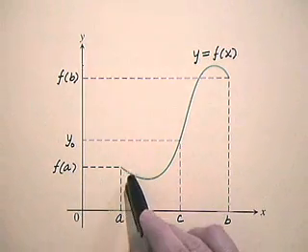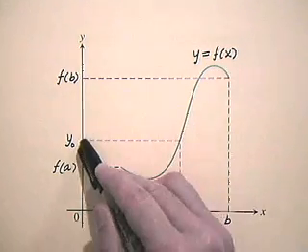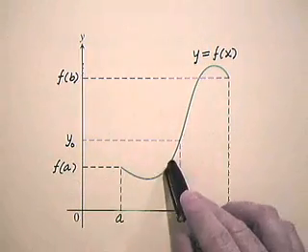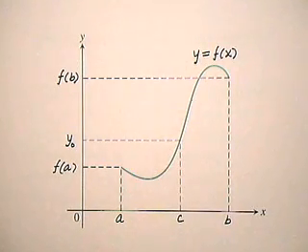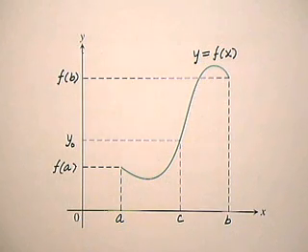It would be impossible to get from this height up to this height without crossing the horizontal line at height y naught, unless I jump over it. Well, as soon as I try to jump over it with my drawing instrument, I have broken the continuity. So there is a picture illustrating the intermediate value property for continuous functions. Well, let's see how we can use the intermediate value property of continuous functions to prove an interesting fact about functions continuous on an interval.